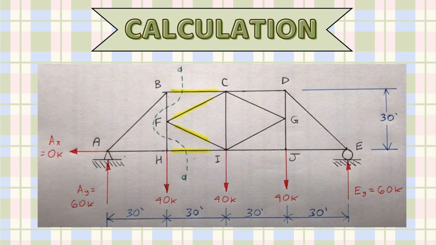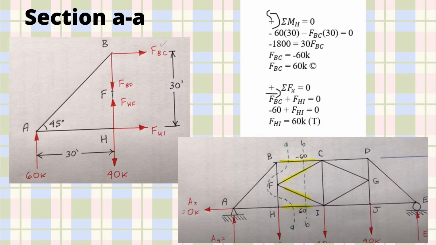Next, select a joint to analyze. Then, draw the free body diagram of one of the sections and apply the equations of equilibrium to determine the forces in the members. Last, repeat the process for the other section.